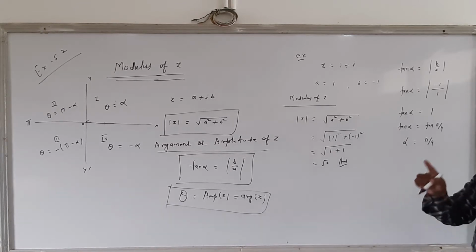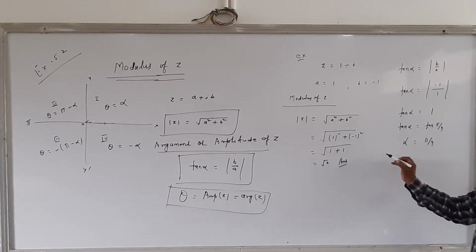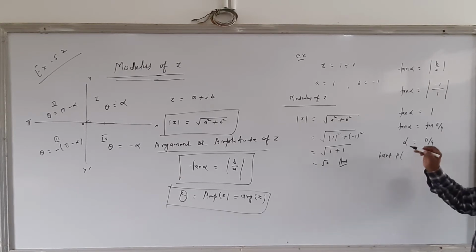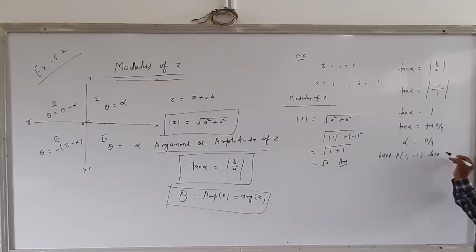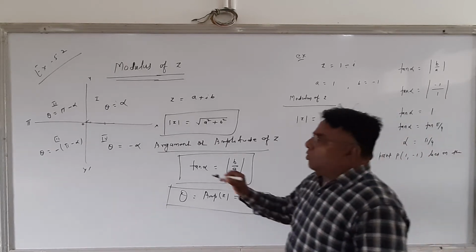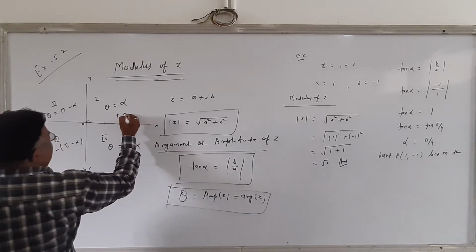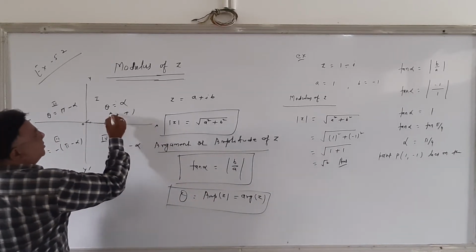Argument and amplitude are denoted by theta. So now, consider a point where the real part is 1 and the imaginary part is minus 1. Then point P lies on which quadrant? First quadrant: real part and imaginary part both are positive.